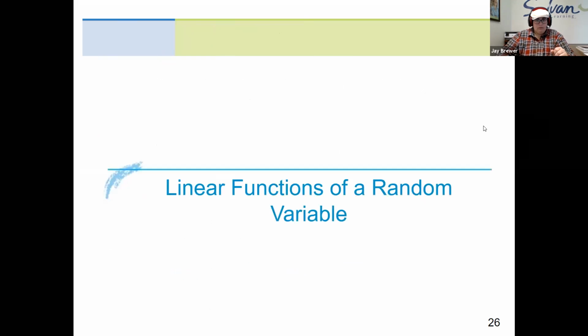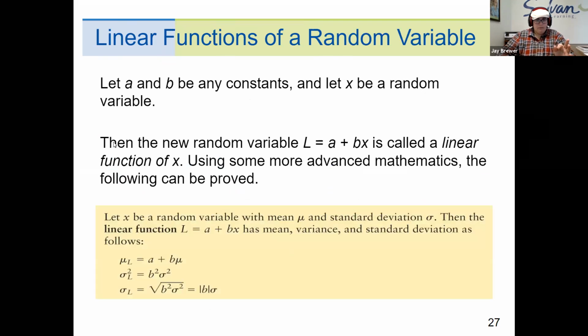Okay. Linear functions of a random variable. If we let a and b be any constants and we let x be a random variable, then the new random variable L equal to a plus bx is called a linear function of x. Using more advanced mathematics, the following can be proved.